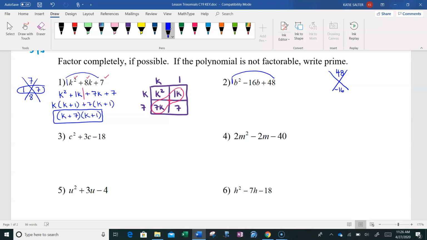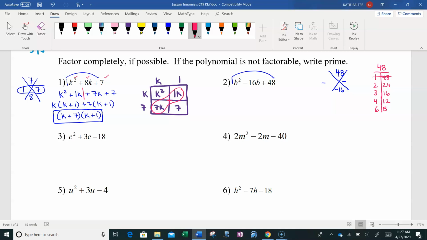So again, if it multiplies to a positive, either both of your factors are positive or both are negative. But in this case, it adds to a negative, so they would both have to be negative. If you're not sure what your factors could be, make a list of factors of 48. 1 and 48, 2 and 24, 3 and 16, 4 and 12, and just start going through them until you find them. 5 does not go into 48, 6 and 8, and we've listed all our factors.